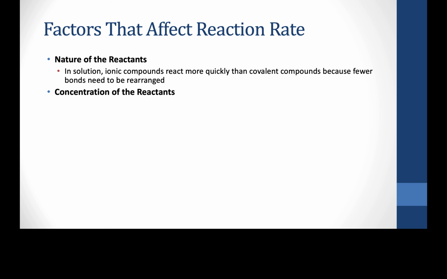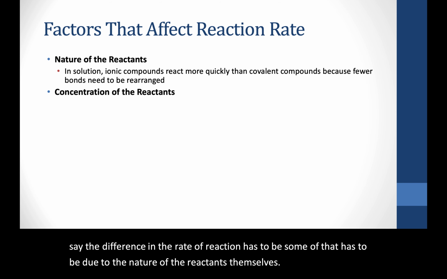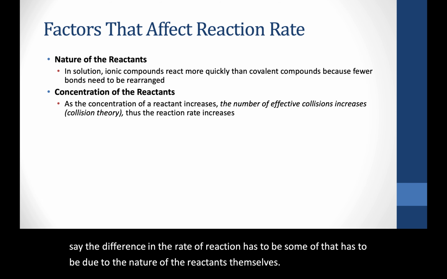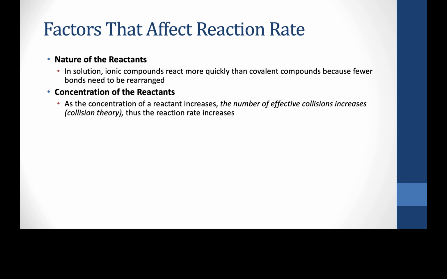It also matters the concentration of the reactants, right? So if we increase the concentration, what we're doing is increasing the number of reactant particles in the same area. And if we do that, they're going to run into each other more often, right? So that's going to increase the number of effective collisions. They're going to run into each other more often with the proper energy and orientation, and thus the reaction rate is going to increase. So increasing the concentration of the reactants will increase the rate of the reaction as well.